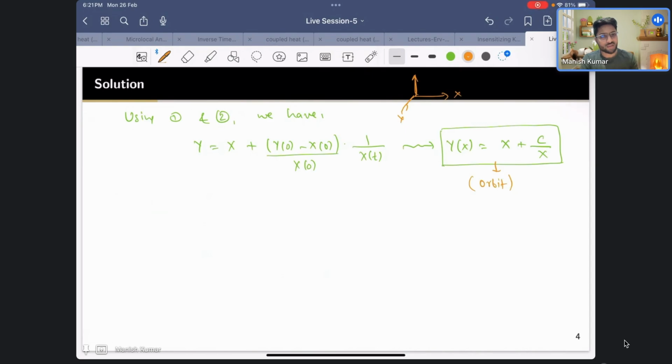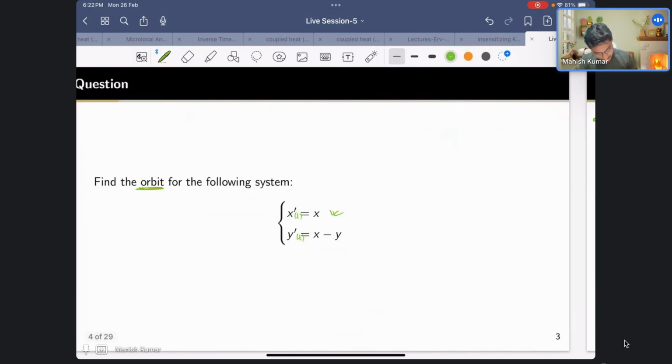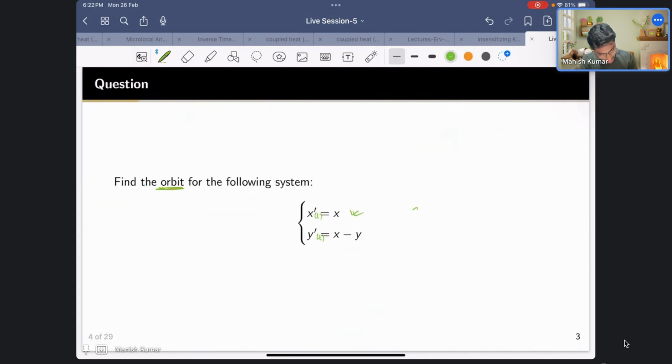You just project the solution curve on the xy plane, you get the orbit. Okay, so this is one way of what we have done in this process: we solved x prime t and y prime t independently, as functions of t, and then we saw if there is some relation between x and y. The other way I pointed out is to do this kind of thing.